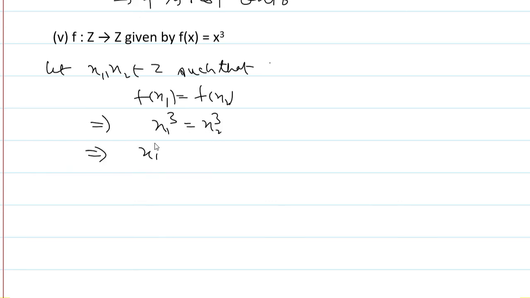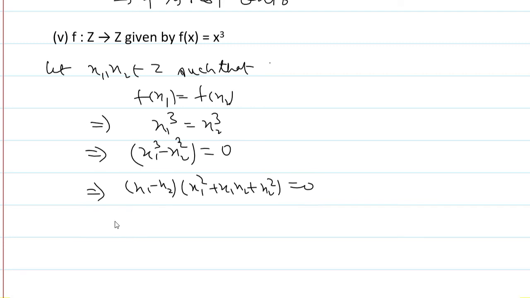This implies x1 cubed minus x2 cubed is equal to 0. This also implies (x1 minus x2)(x1 square plus x1 x2 plus x2 square) is equal to 0. This implies x1 is equal to x2, as the second part gives no real values. Hence we conclude that f(x1) equal to f(x2) implies x1 equal to x2, hence f is 1-1.